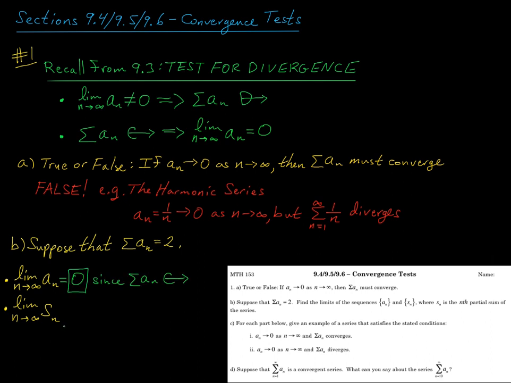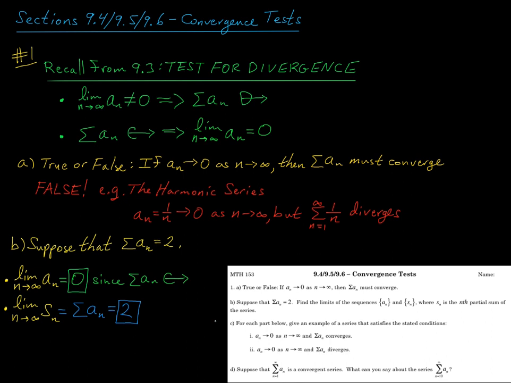Now what about the limit of the partial sums, the s sub n? For that, just go back to the definition of a series. By definition, the series of a sub n is equal to the limit of the partial sum s sub n as n approaches infinity. So here we get that the limit of the partial sums is equal to the series of a sub n, and we're told in the problem that is equal to 2. All right, very good. So now let's go ahead and look at part C.